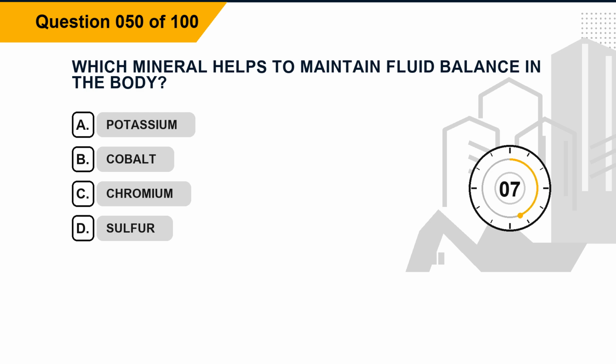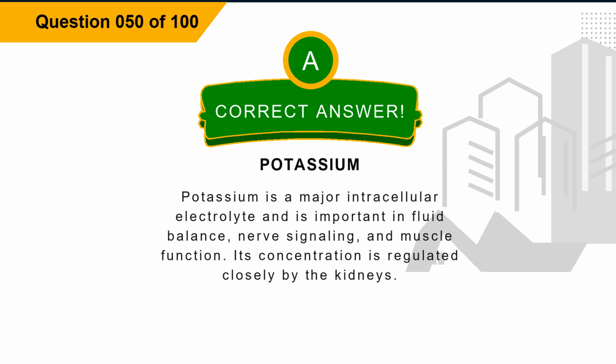Option A, potassium. Option B, cobalt. Option C, chromium. Option D, sulfur. The correct answer is option A, potassium. Explanation. Potassium is a major intracellular electrolyte and is important in fluid balance, nerve signaling, and muscle function. Its concentration is regulated closely by the kidneys.